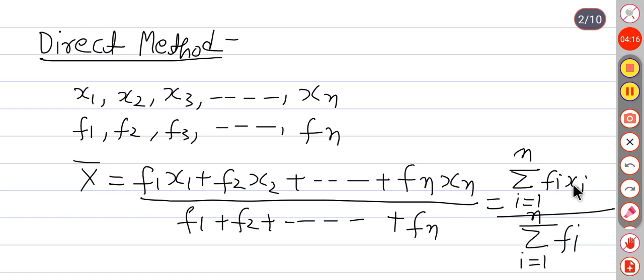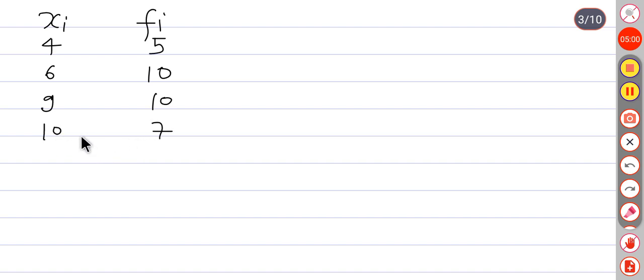Now let us take an example of how to calculate the arithmetic mean. Observations are given here, xi and fi. When the observation is 4, its frequency is 5. When the observation is 6, the frequency is 10. And the rest are 9, 10, 10, 7, 10 and 8.